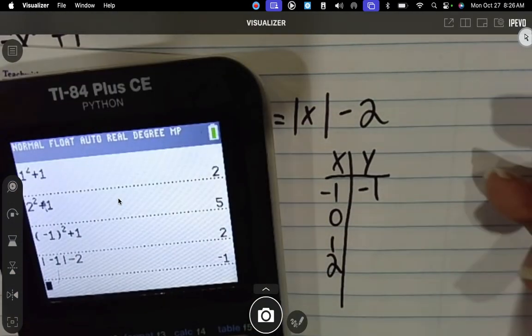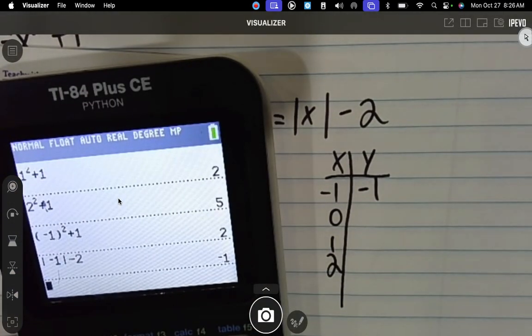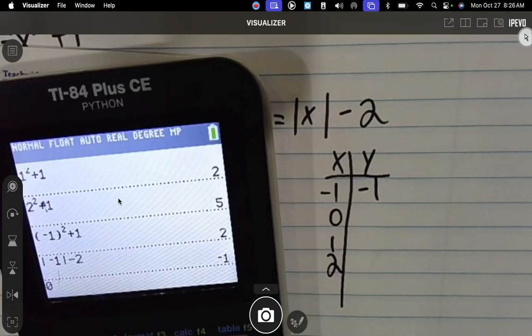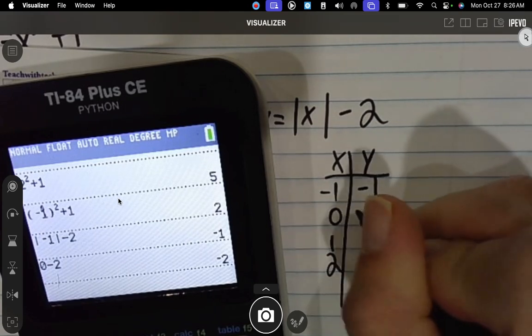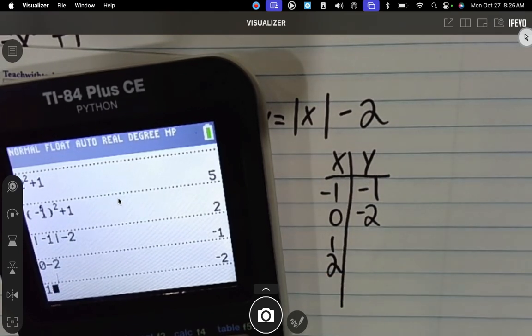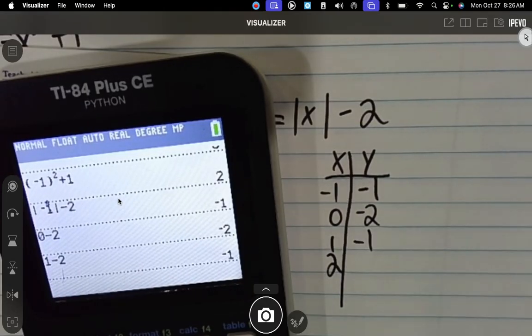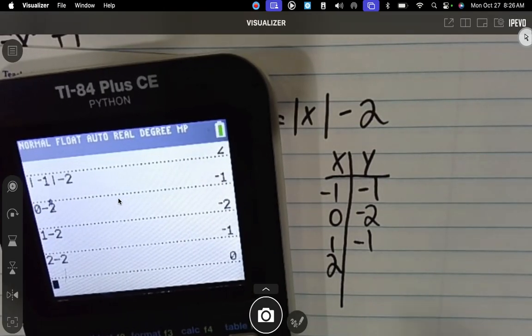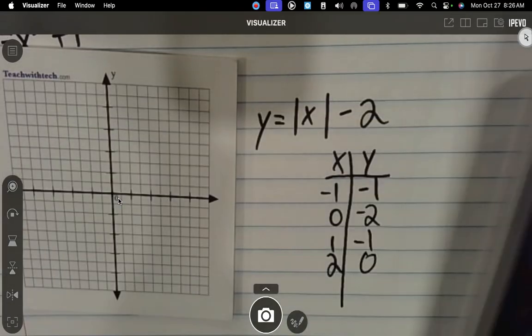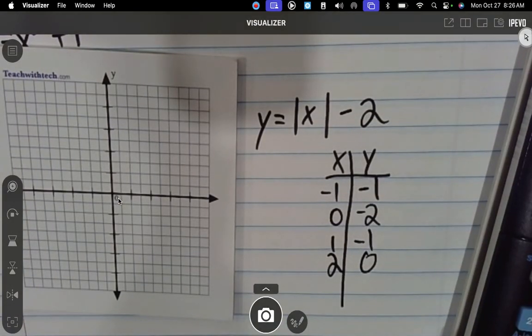Okay? Let's do it again. Let's plug in 0. The absolute value of 0 is 0 minus 2. The absolute value of 1 is 1 minus 2. And then the absolute value of 2 minus 2. And then we could plot those points. And it makes a V.